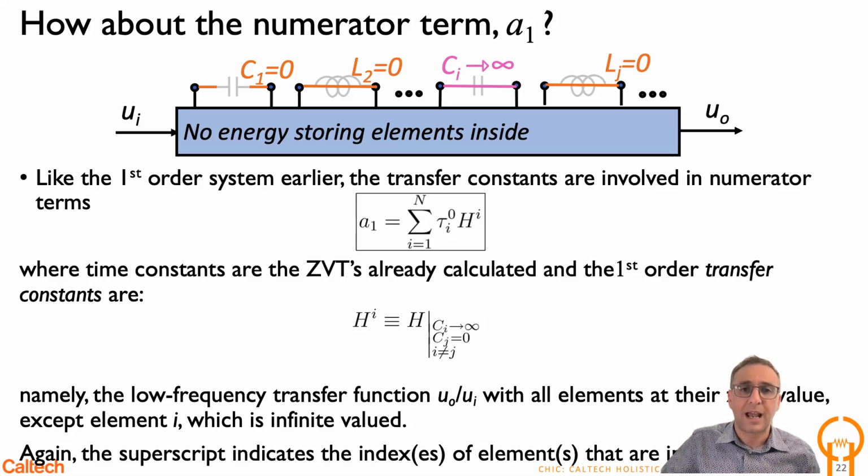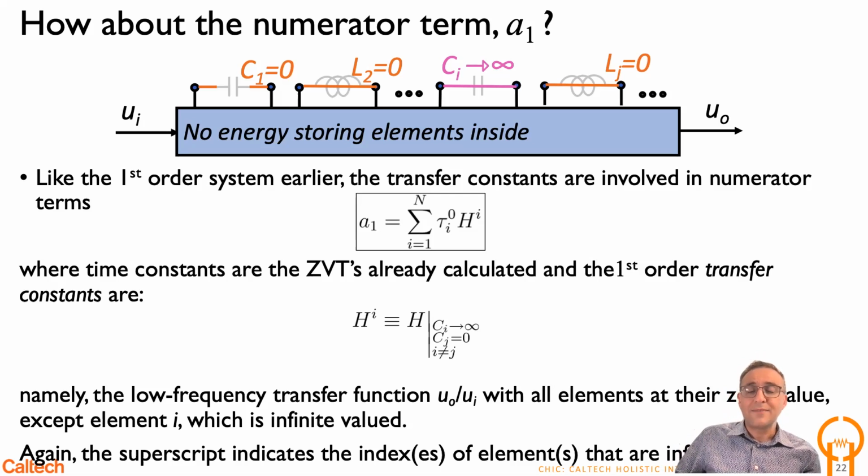This is a low frequency calculation, done when all elements except element i are 0 valued, and the element whose index is in the superscript, or elements whose indexes are in the superscript, are infinite valued. In other words, if element i is a capacitor, it becomes short circuited while everything else is 0 valued, and you look at the low frequency gain from input to output under this condition. This is a different situation in general, and each time constant gets multiplied by that. It's a more formal definition.